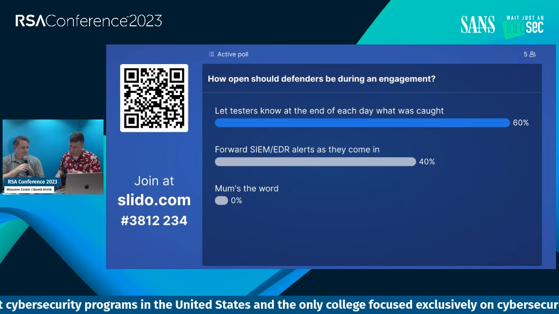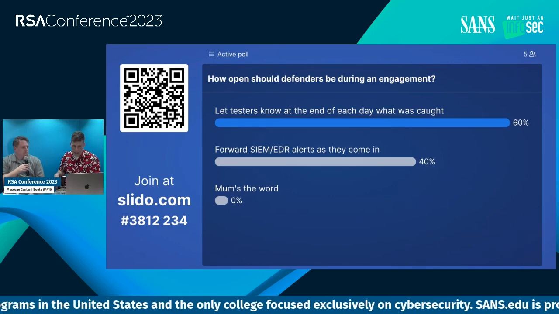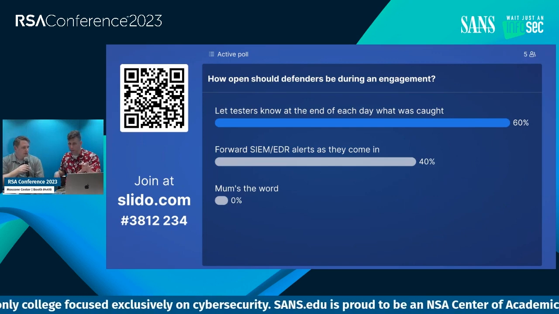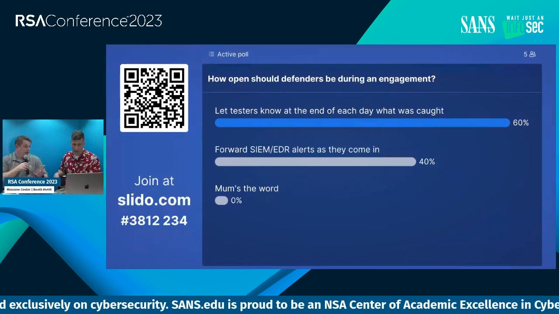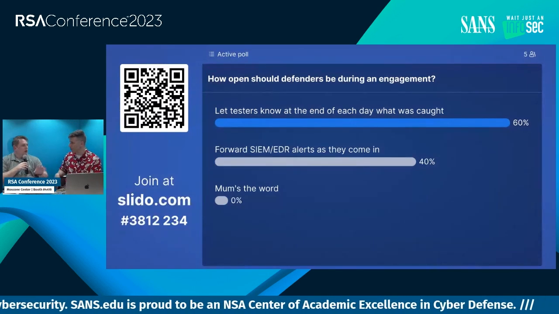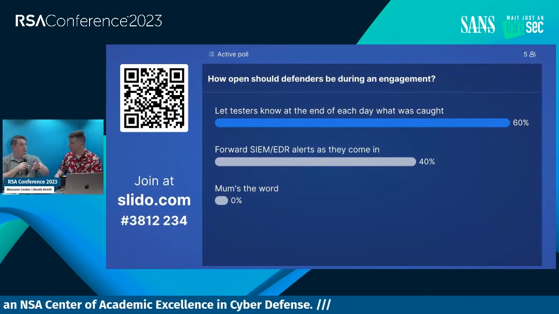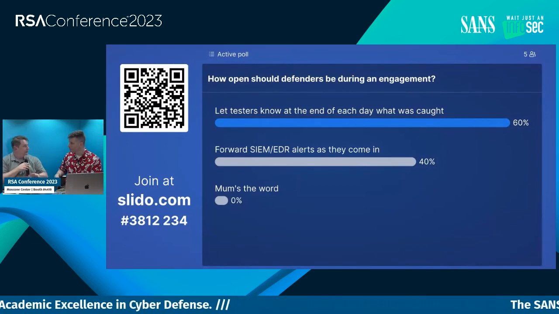So a bit of disagreement here in the crowd. Some people want to know what was caught, and then some people want to know as it comes in. So at least no one's at mum's the word. I'm happy with that. No, I think this is great. I think at the end of each day absolutely makes sense, but as you start alerting on things, I think that's great too.